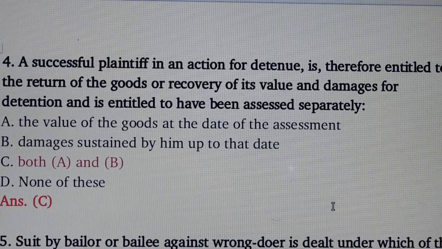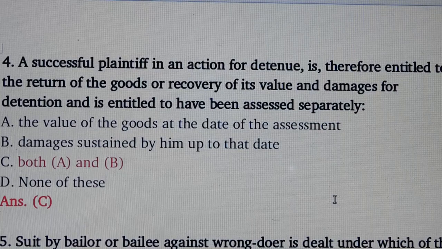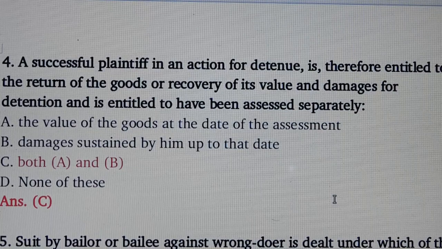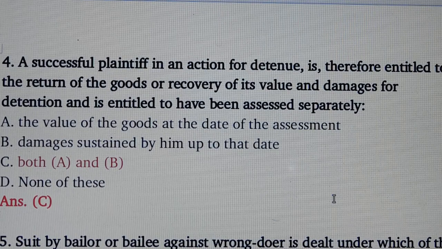Question number 4. A successful plaintiff in an action for detinue is therefore entitled to the return of the goods or recovery of its value and damages for detention and is entitled to have been assessed separately. Answer is option number C, both A and B. Option A, the value of the goods at the date of the assessment. Option B, damages sustained by him up to that date.